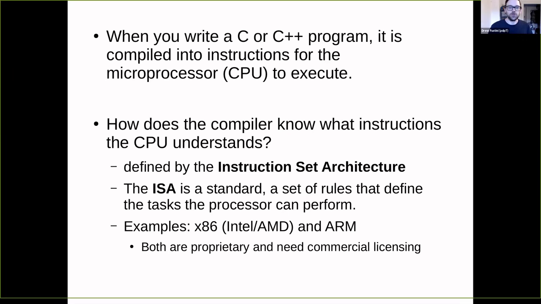But how does the compiler know what instructions the CPU understands? So this is defined by the instruction set architecture, or ISA. So it's a standard that defines the set of rules for the tasks that the processor can perform. You've probably heard of ISAs like x86, which is Intel AMD, or ARM. So your desktop or laptop like mine is probably an Intel or AMD, so it has the x86 instruction set. And pretty much everyone's phones are going to be ARM, also Raspberry Pi and other single board computers are mostly ARM. So, but both of these are proprietary instruction sets, and they require commercial licensing to use.